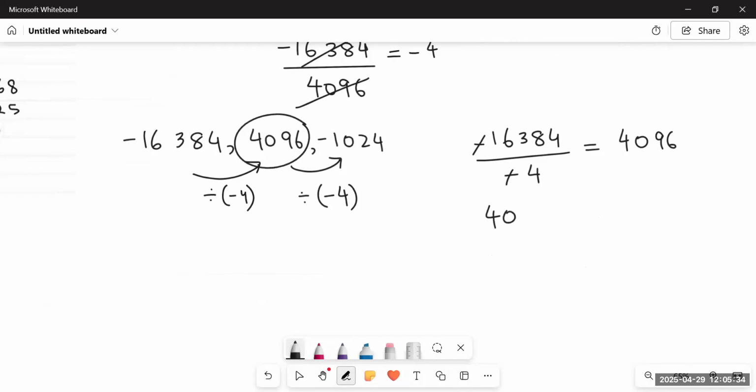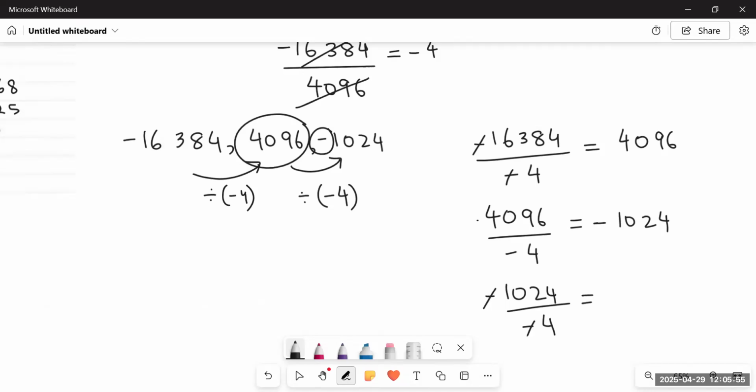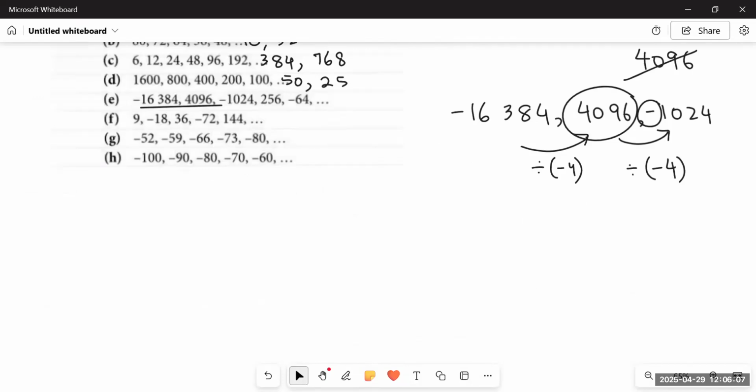But when I divide 4096 by -4, minus plus minus gives me a negative answer, so it would be -1024. Therefore, one of the numbers is positive and the other one is negative. Similarly, when I divide 1024 by -4, again minus minus would cut and the answer would be 256. So you see, one of the numbers would be positive and the other one negative.